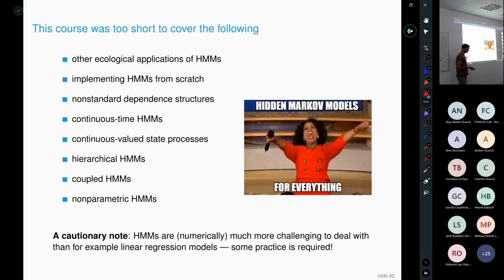And a cautionary note, I think I've said this before, but the main downside of HMMs in practice, certainly for practitioners, is that we have these numerical problems, which is really mostly local maxima. It really takes some time to get used to that. So when we give these workshops, and we teach people how to write this code from scratch, dealing with local maxima and selecting starting values is what people struggle with the most.